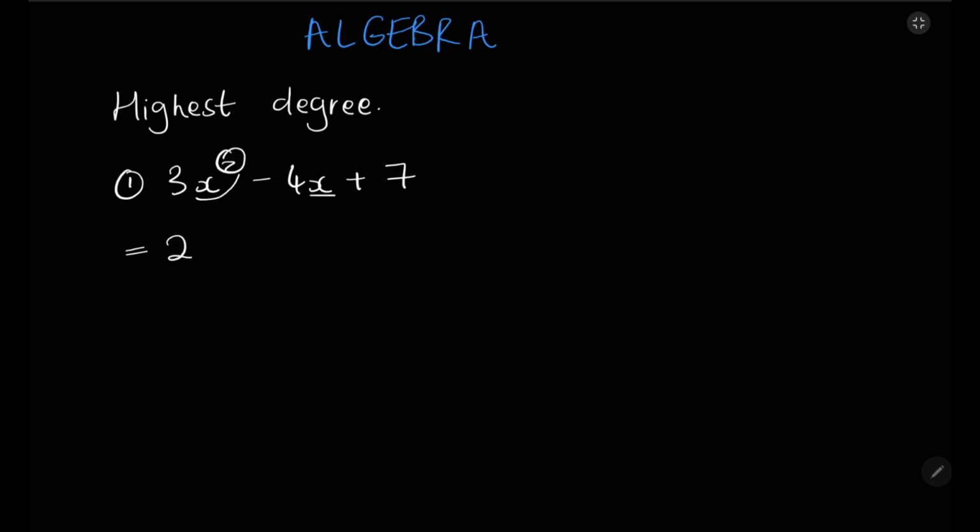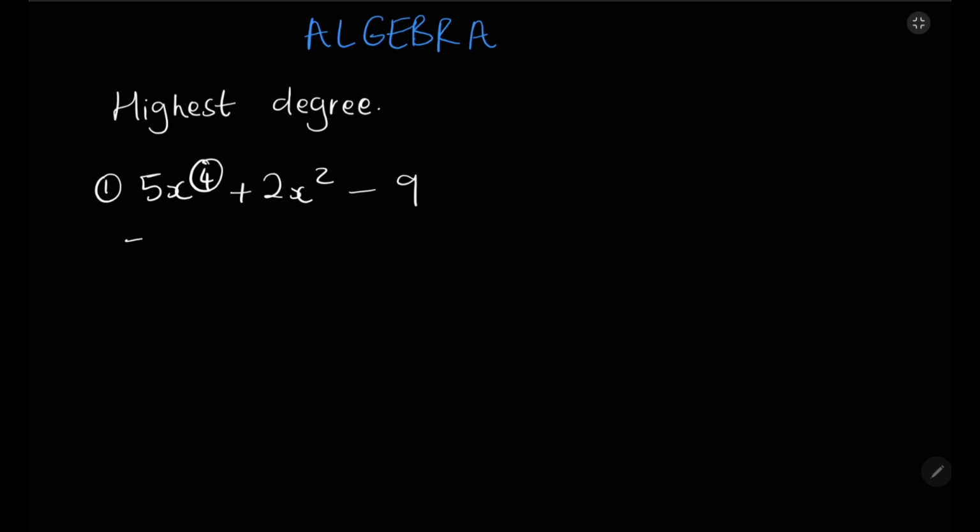And if you had, let's say, 5x to the power 4 plus 2x to the power 2 minus 9, what will be your highest degree here? It's 4. Let's try the second example.